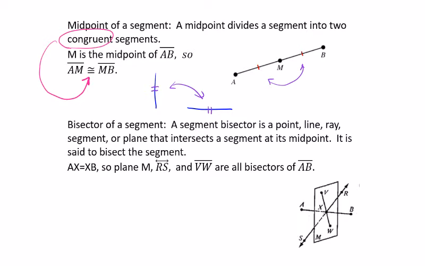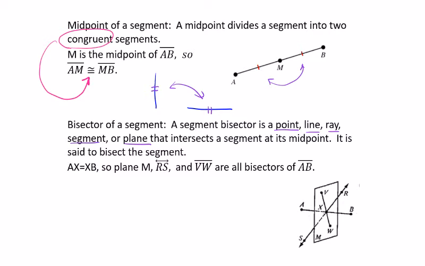All right, so next let's talk about bisector of a segment. A segment bisector can be a point, a line, a ray, or a segment that intersects a segment at its midpoint. Okay, so any of these figures could intersect a segment at its midpoint, and so that's said to be a segment bisector, or it's going to bisect the segment. Bisect would be the verb.